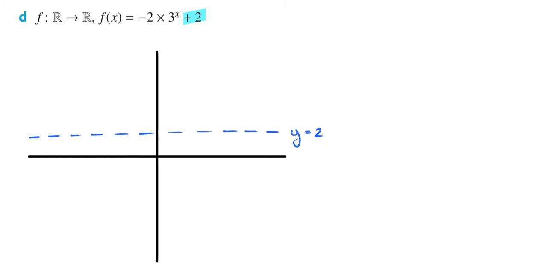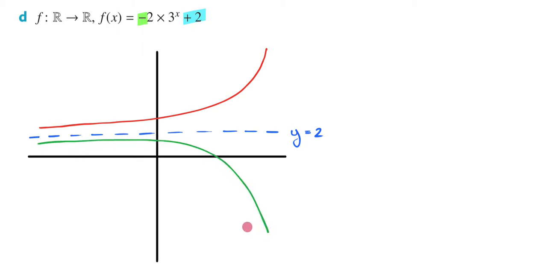Next, I know what this negative is telling me. I know that customarily my graph looks like this, right? But if it's a negative there, that means it's being reflected across my x-axis. So it's going to be that. So let me get rid of that.